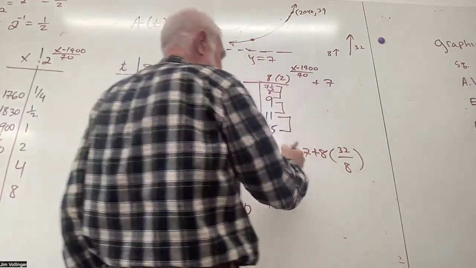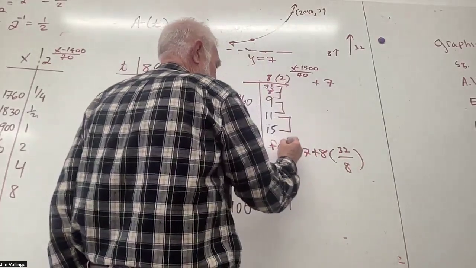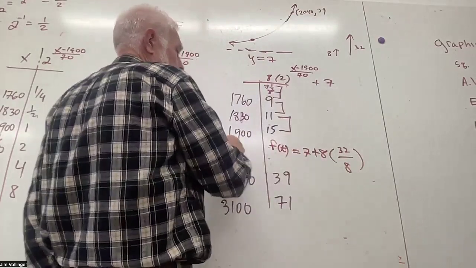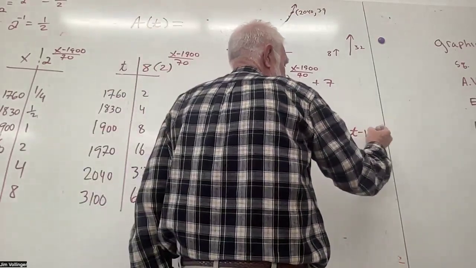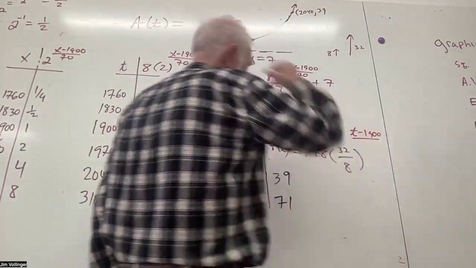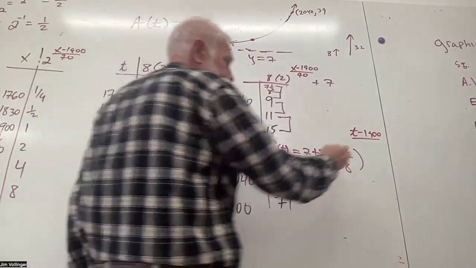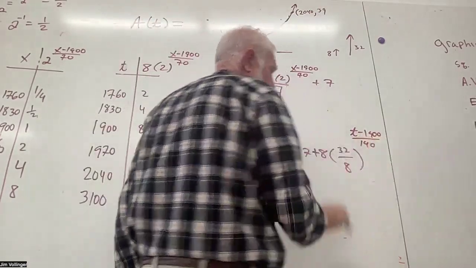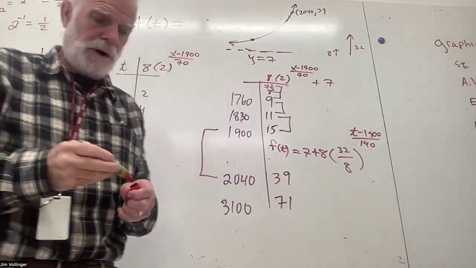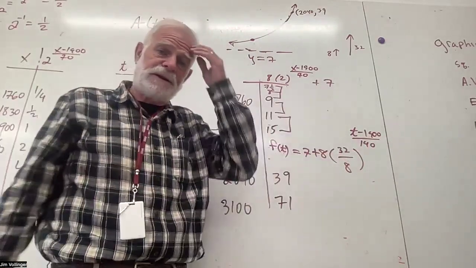Let's go f of t here. This function is based on years. So t minus 1900 over 140. So now we're quadrupling every 140 years versus doubling every 70.